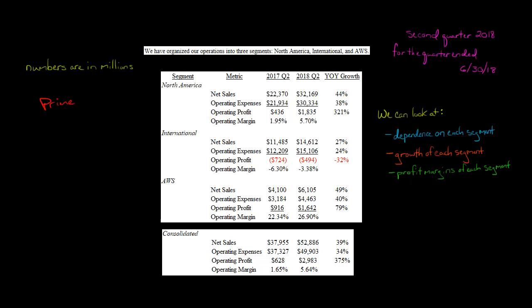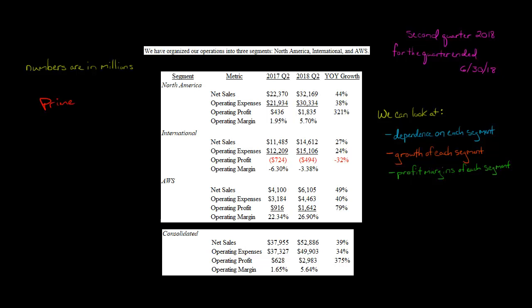So we've got the second quarter of 2018, but they also disclose the same quarter from the prior year, second quarter of 2017. So we can also calculate year-over-year growth and ask, how did sales change for Amazon North America from second quarter 2017 to second quarter 2018? Again, the reason we use year-over-year growth is we want to eliminate any effects of seasonality.